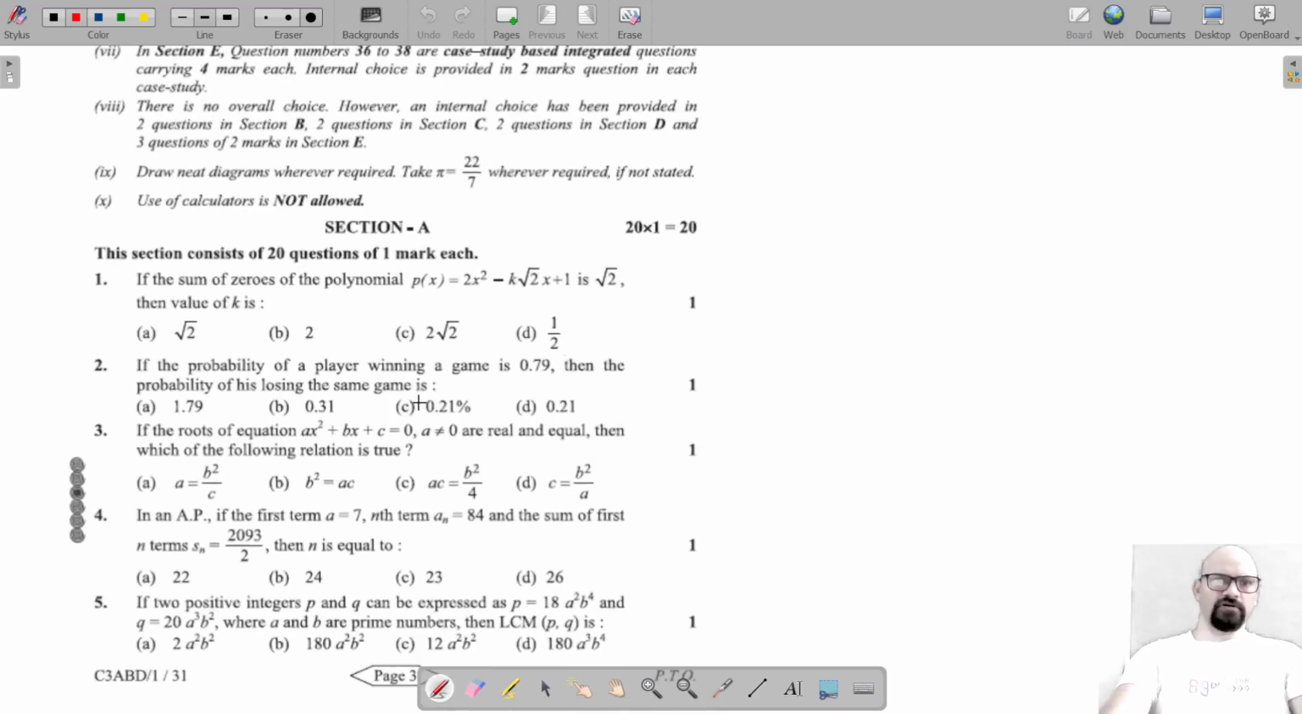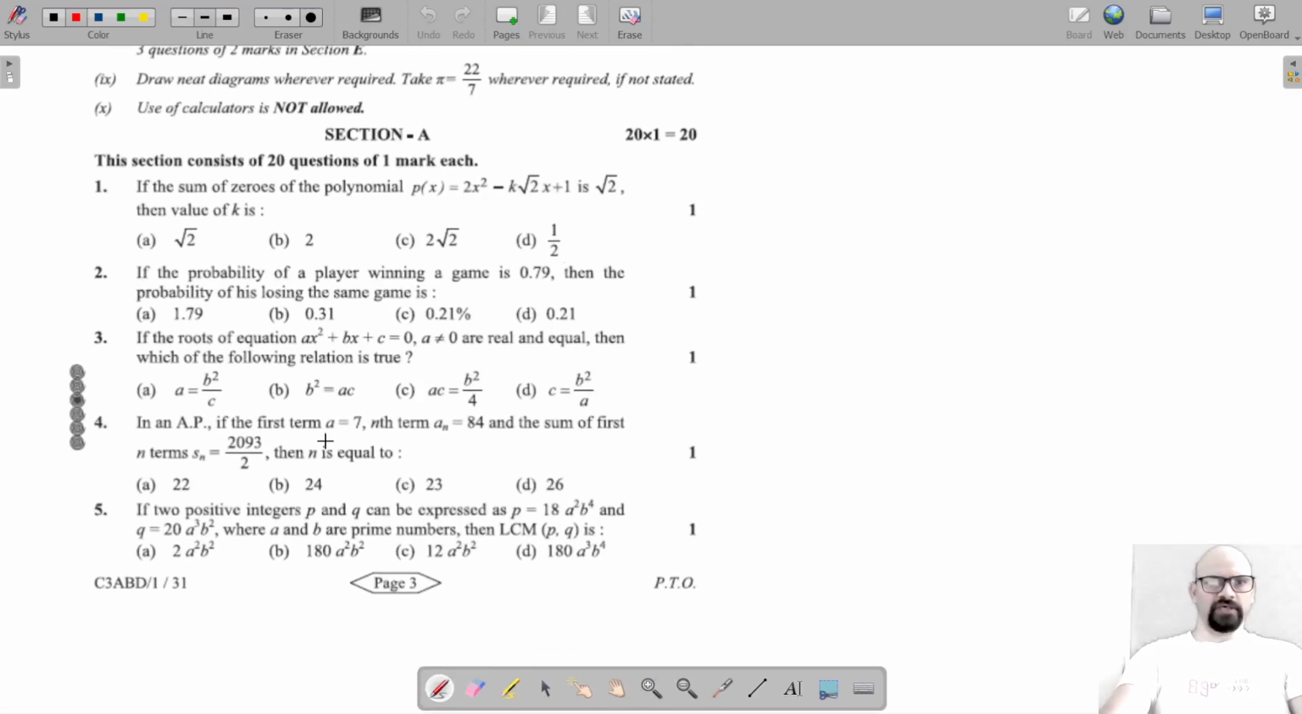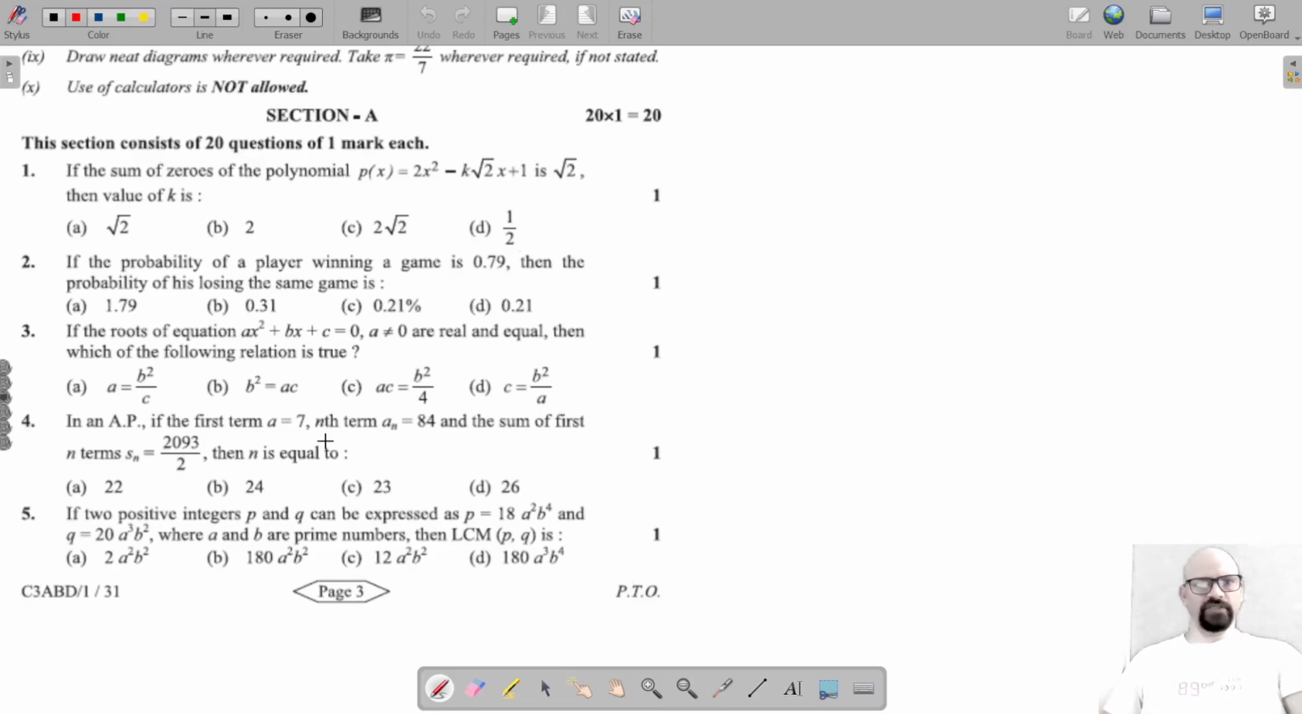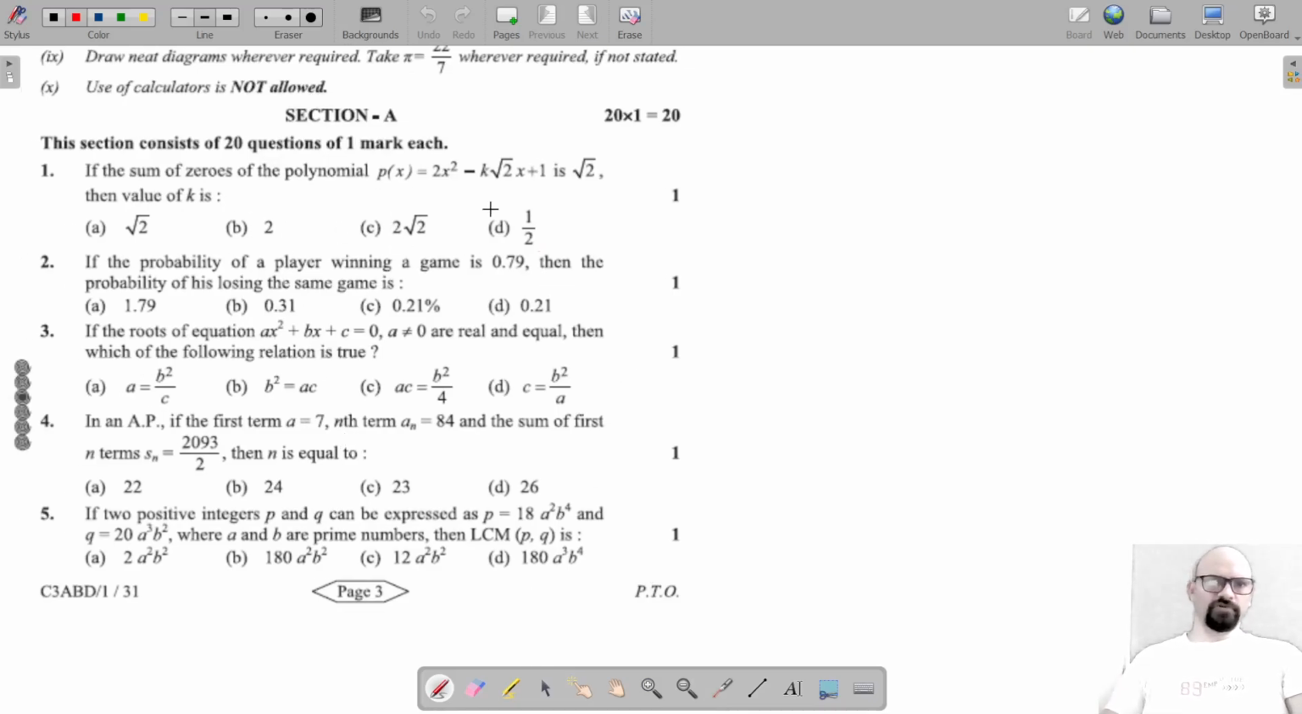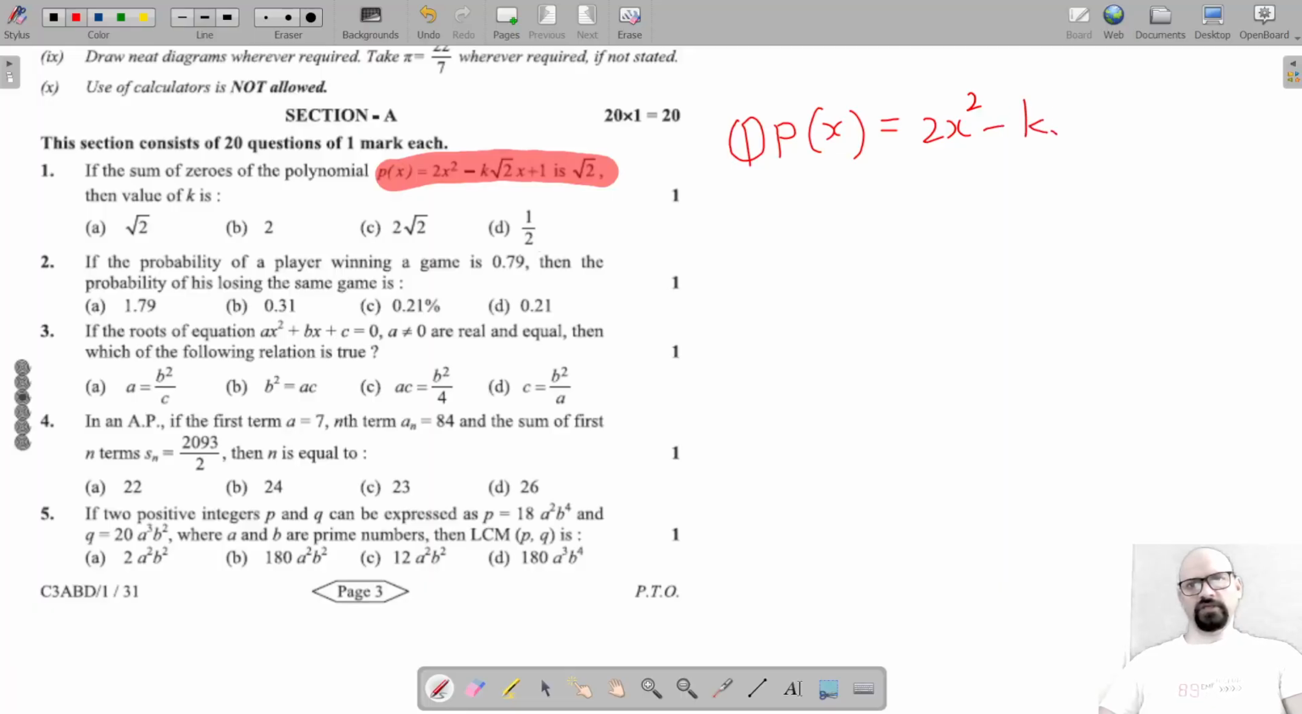Now this section consists of 20 questions of 1 mark each, and to begin with, the first one says that if the sum of zeros of the polynomial p of x is equal to 2x squared minus k root 2 x plus 1 is root 2, we have to find the value of k. Now let's write down the polynomial. This is question number 1, and the polynomial is p of x, which is 2x squared minus k root 2 x plus 1.